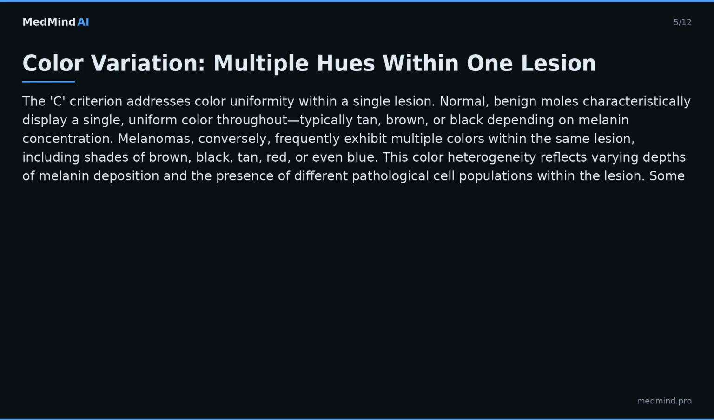This color heterogeneity reflects varying depths of melanin deposition and the presence of different pathological cell populations within the lesion. Some melanomas display an especially concerning pattern of colors, including reddish or whitish areas indicating inflammation or necrosis. The presence of 3 or more distinct colors within a single lesion raises substantial concern for malignancy. However, some non-melanoma conditions can also demonstrate color variation, which is why this criterion functions best when considered alongside the other ABCDE features.